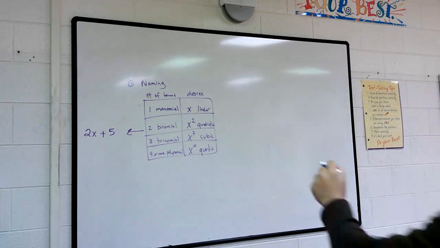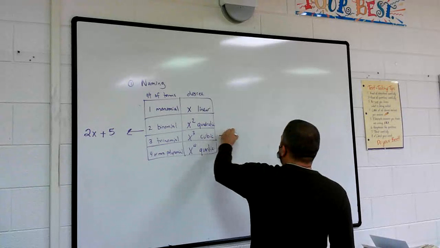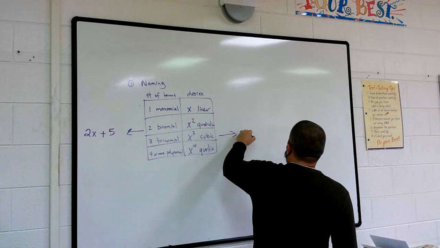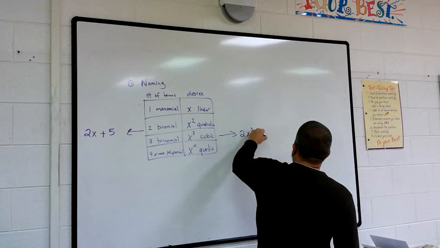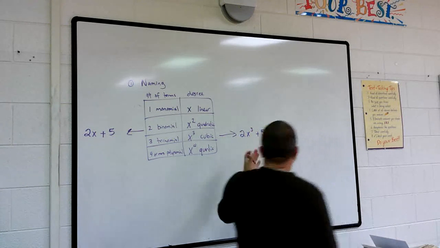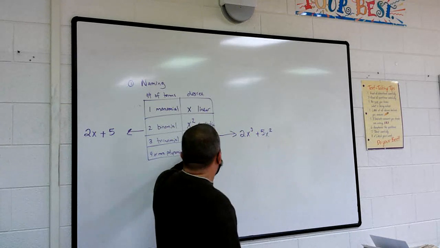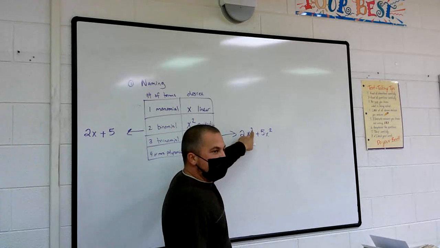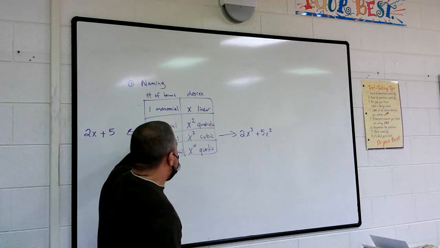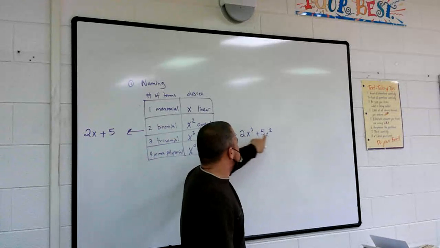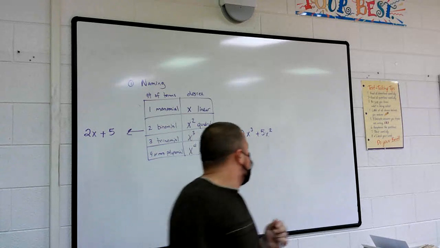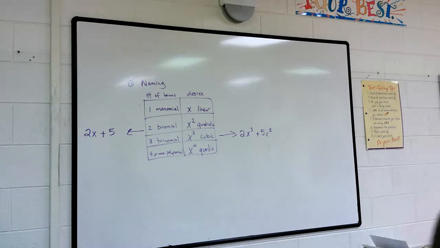So if I had something that said 2x to the third plus 5x squared, like that, that would be a cubic, because it goes to the third power, that's the highest degree. Binomial, because there's two terms here, the 2x to the third and the 5x squared. So that would be a cubic binomial. That would be how you would name it.